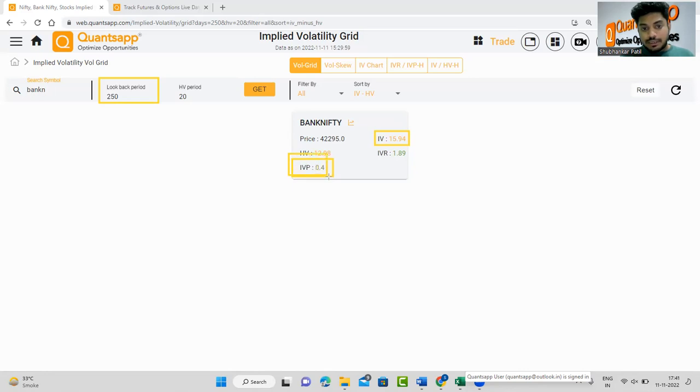So if IV percentile is small, you can consider it that way. If it is near zero, that means very few times historically IVs traded below the current level. If it is high, that means many times IVs traded below the current level.